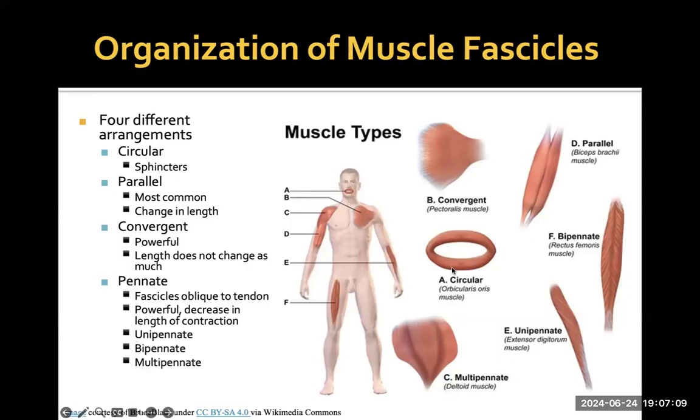So A, you see here, is circular, B is convergent, meaning they start wide and then they converge into a tendon. C is multipennate, which just means they come from 3 or more sides of the tendon. D is parallel, which just means the fibers are parallel to the long axis. E is unipennate, meaning the fibers come from one side of a tendon, and then bipennate means they come from 2 sides of the tendon.